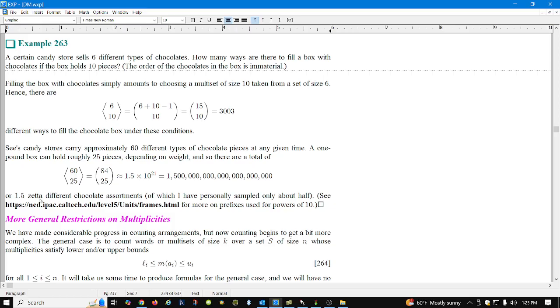I've only tried maybe half of these, but if you want more information on the prefixes for powers of 10, zetta and yotta and exa and peta and all that stuff, you can find it here, a Caltech website. So I included this in case you're interested. I didn't realize there were so many of these myself until I checked it out.